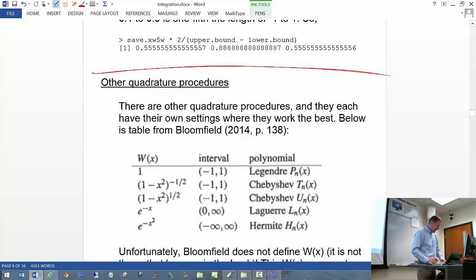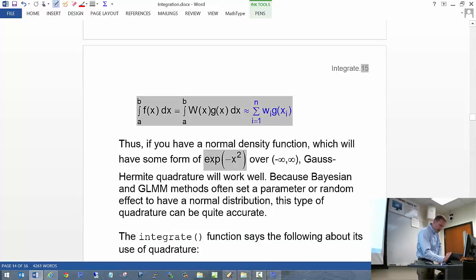Let's now skip down to page 14. There are other types of quadrature out there. This is actually just a screen capture from Bloomfield's book, which shows the different kinds of quadrature in terms of where they are good in terms of intervals. So like -1 to 1, or maybe -infinity to infinity, and I think this is kind of confusing in Bloomfield's book. If I come down here to page 15, again, I'm interested in this particular integral here, the integral from a to b of f of x dx.